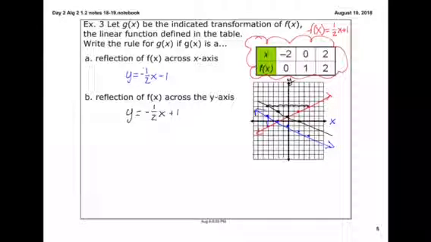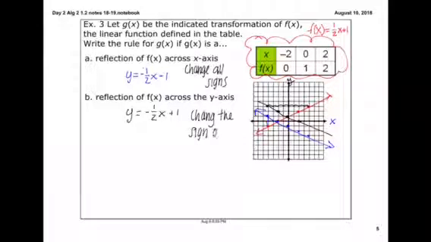So if we are reflecting something across the x-axis, we are going to change all of our signs from our original function, and if we are reflecting something across the y-axis, we want to change the sign of only our slope.